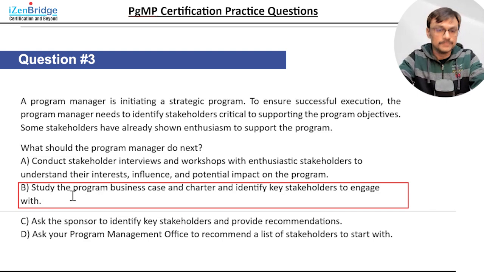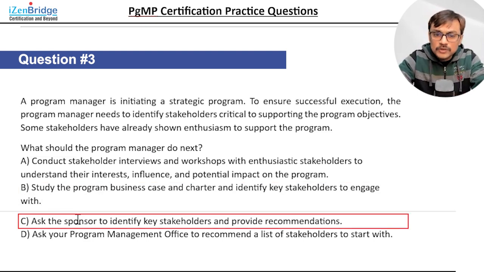Option C, ask the sponsor to identify the key stakeholders and provide recommendations. Not a bad idea, but why should I not do my job before I ask someone else to support me? So if I have to choose between B and C, I will choose B, because it is talking about an action on me that I should be doing my homework, and then I can definitely have a conversation with the sponsor and ask him if he has a recommendation for identified stakeholders.